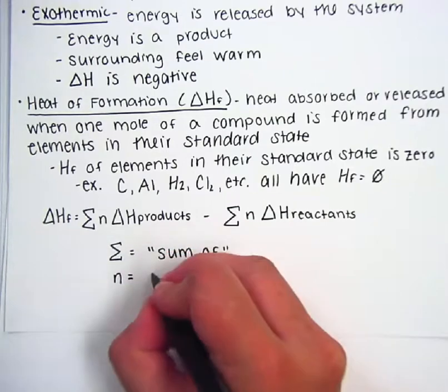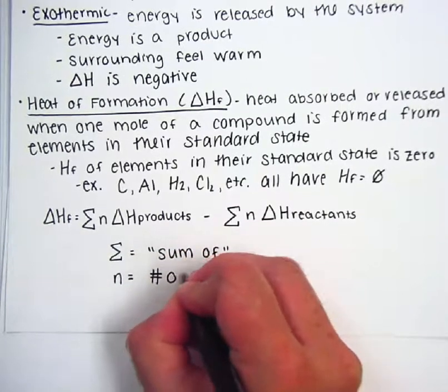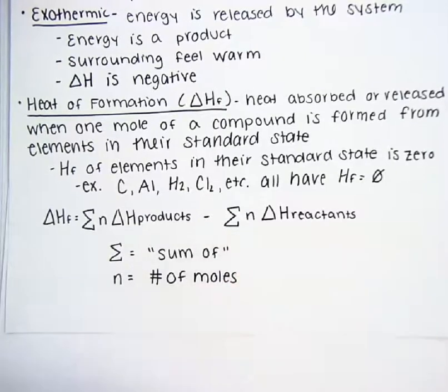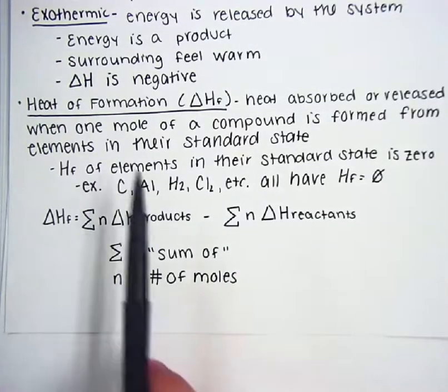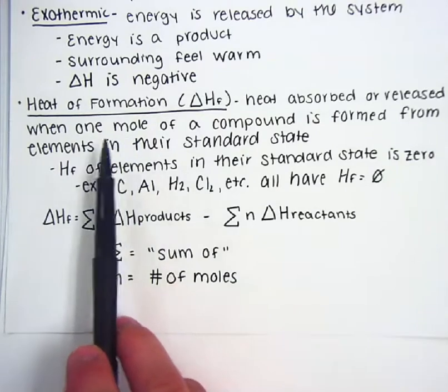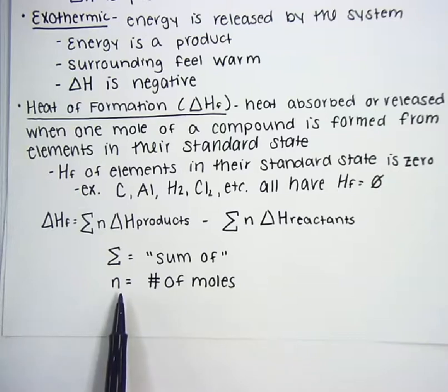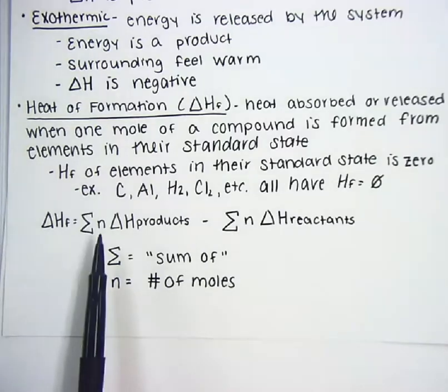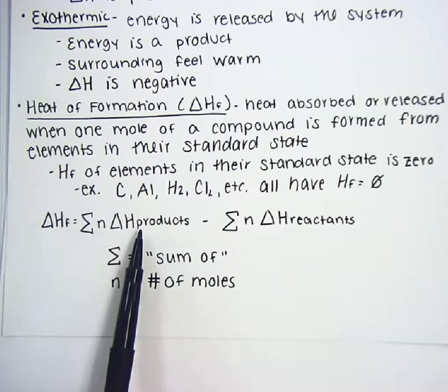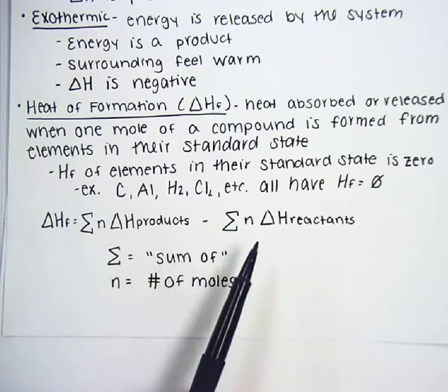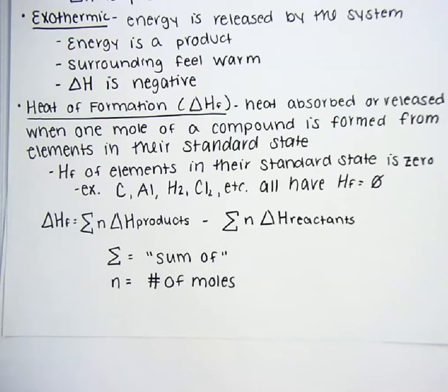N stands for the number of moles. Heat of formation tells us how much energy is absorbed or released to create 1 mole. So if we need to create 3 moles of a substance, we would have to multiply it by 3. We take the number of moles, multiply it by the heat of formation of the products, add all of those up, and then subtract the sum of our reactants.